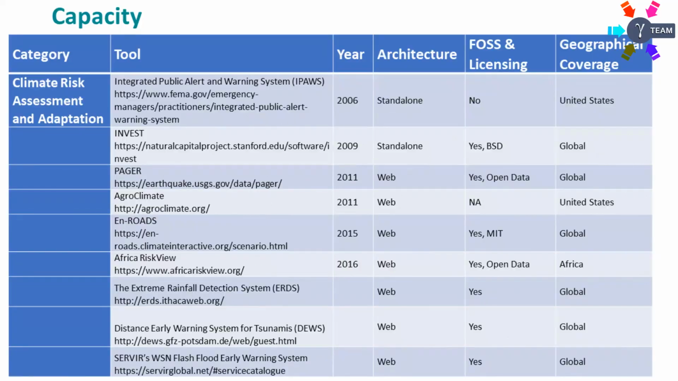And the next category is the capacity. In the capacity, you can see climate risk assessment and adaptation. There are so many tools available like Integrated Public Alert and Warning System, InVEST, PAGER, AgroClimate, En-ROADS, Africa RiskView, the Extreme Rainfall Detection System, Distant Early Warning System for tsunamis, SERVIR, and Flash Flood Early Warning System. Most of them are open source and globally available. You can visit them. Let's see one example of that.